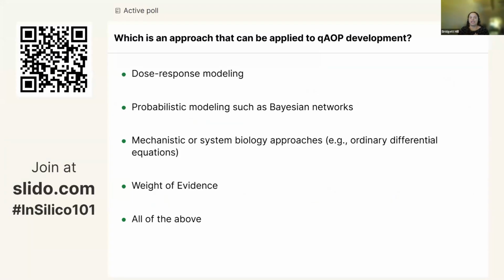I wanted to ask a question just to gauge some background knowledge. So if you would like to participate, Kyle quickly mentioned that we are doing this through Slido and you can access this poll by scanning the QR code. But the question is, which is an approach that can be applied to QAOP development? And I will give everyone that wants to participate a minute to join and then a minute to answer.